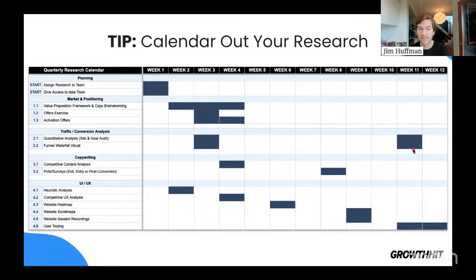and then at week 11. That way the calendar keeps the team accountable, and you don't have to say, hey, it's April. Should we do a survey? Should we do a poll? If you build it into your calendar, it just becomes a non-negotiable.